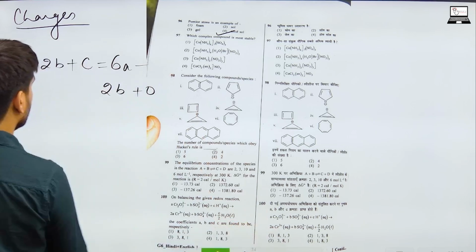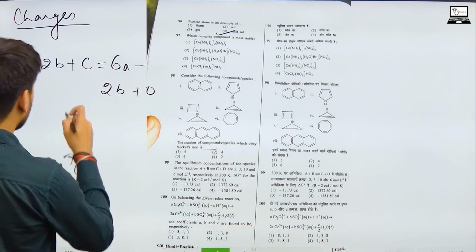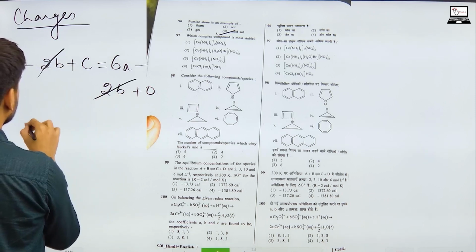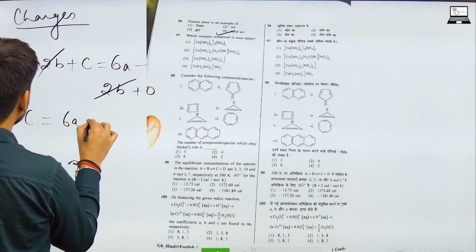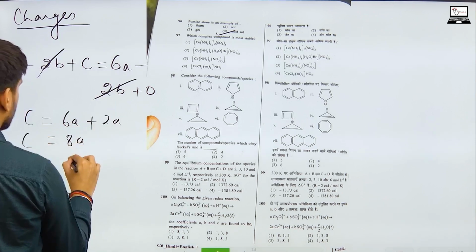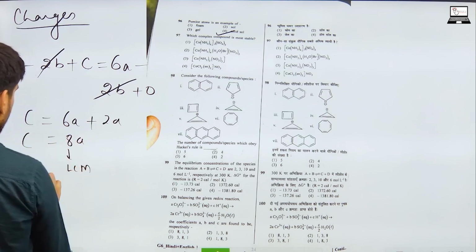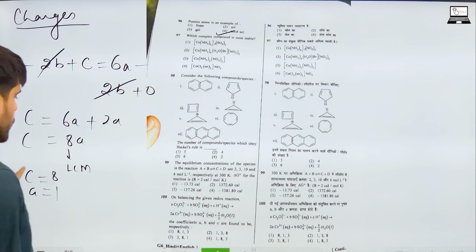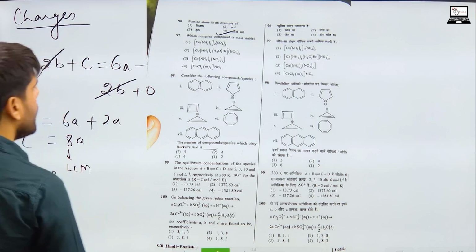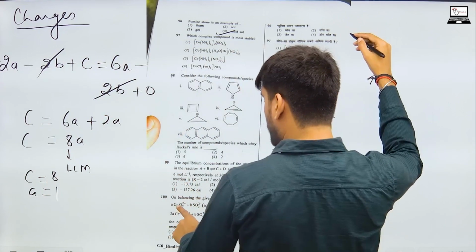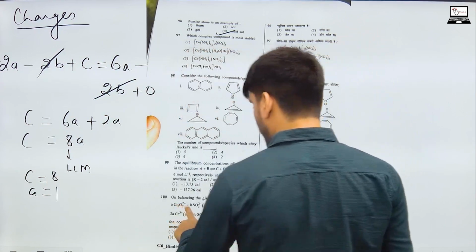If you see this, it gets cancelled. So what do I get? I get c is equal to 6a plus 2a, that is 8a. So this becomes the LCM. By this we get c is equal to 8 and a is equal to 1. Then we will try to balance the oxygens.